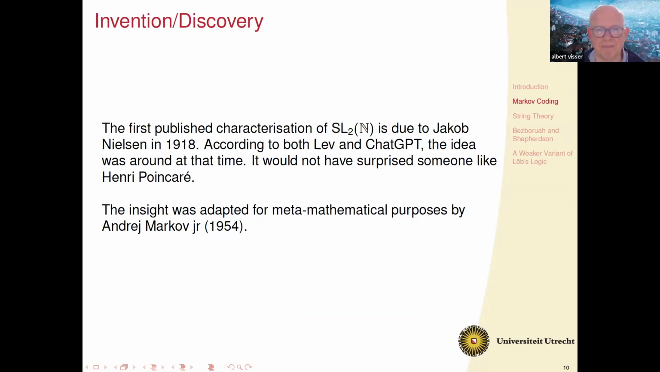Yeah, so the first published characterization is due to Jacob Nielsen in 1980, but Lev told me that the whole idea was around in that time, and so that it wouldn't have surprised people. For example, Poincaré would have said, of course, that's true. And ChatGPT, when asked by me, supported Lev's impression. And then later, this insight was used for mathematical purposes by Markov Jr., and that's why I called it the Markov coding.